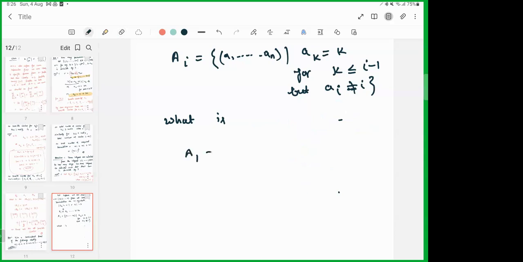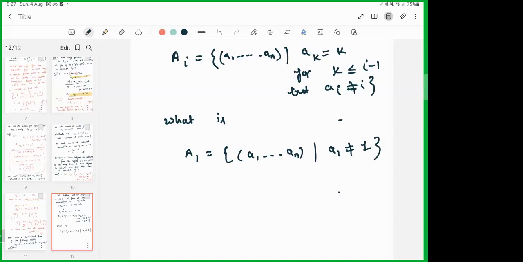Okay, A1. This is of the form: some permutation A1, A2, up to An, where the A_i are from 1, 2 up to n, such that A_k equals k for k less than i minus 1. Here i minus 1 is 1 minus 1, that is 0. For k less than 0, there is nothing, because k is running from 1 up to n. So this is not putting any condition. So the only condition is that A1 does not equal 1. This is the only condition.